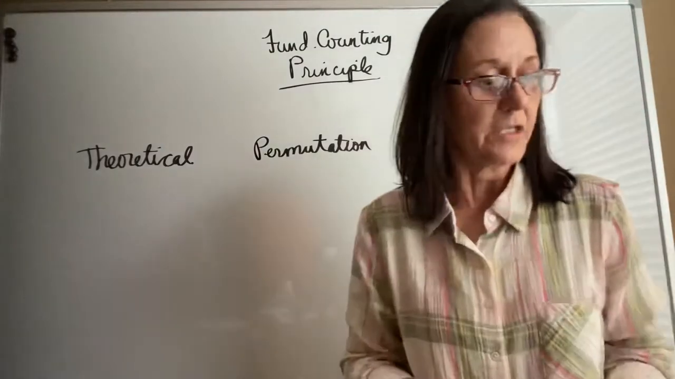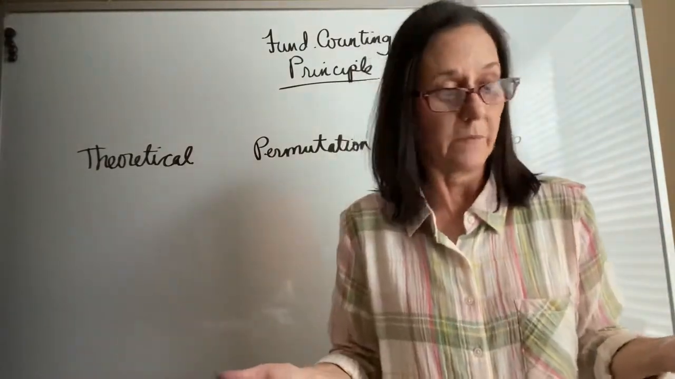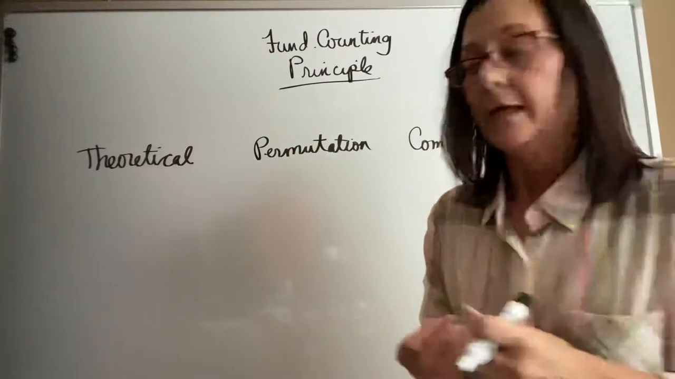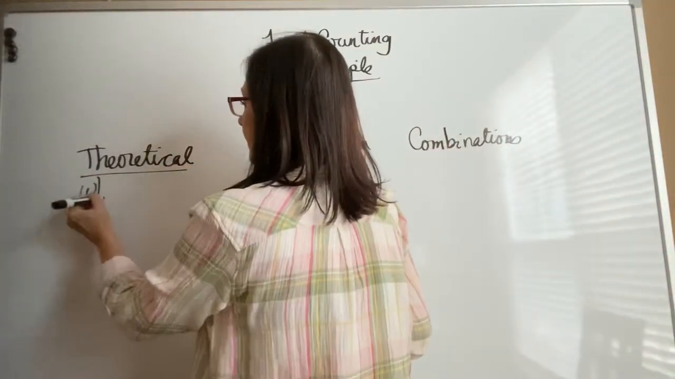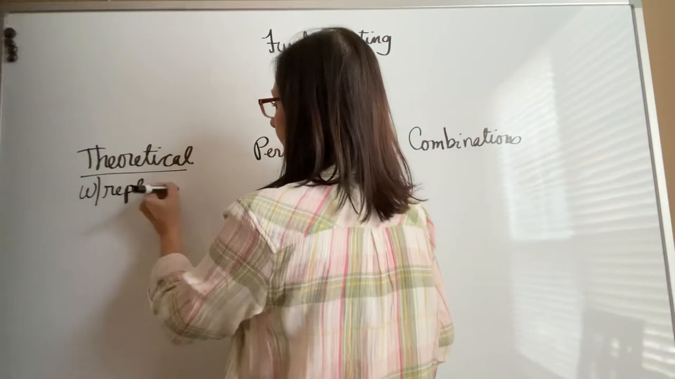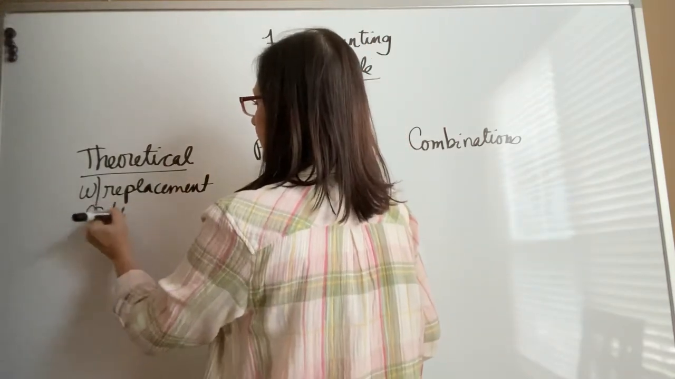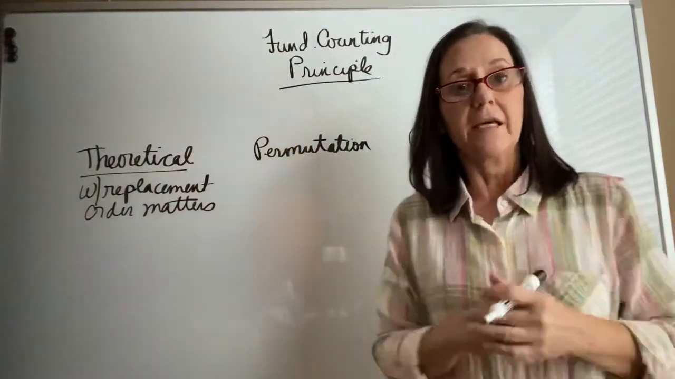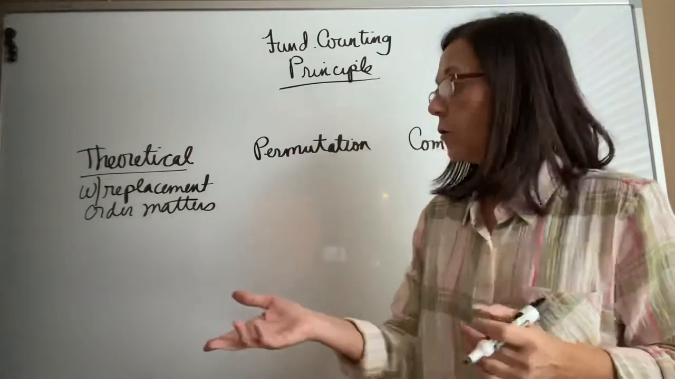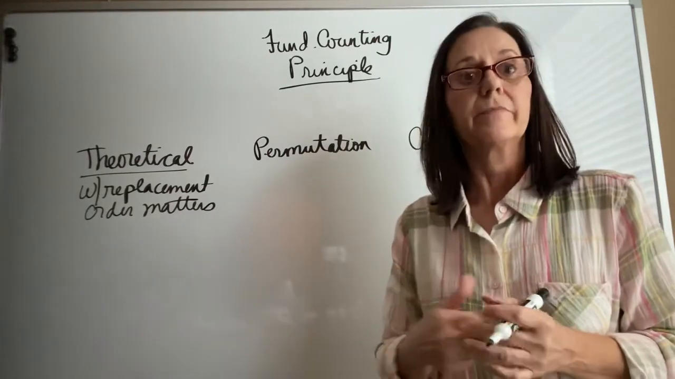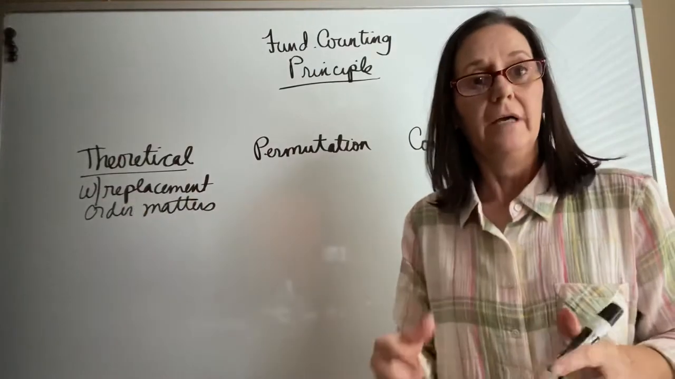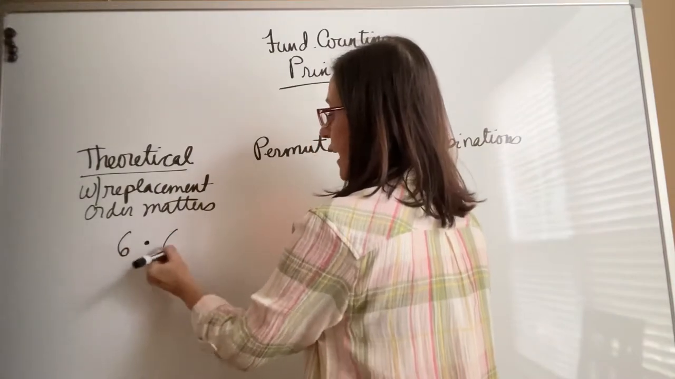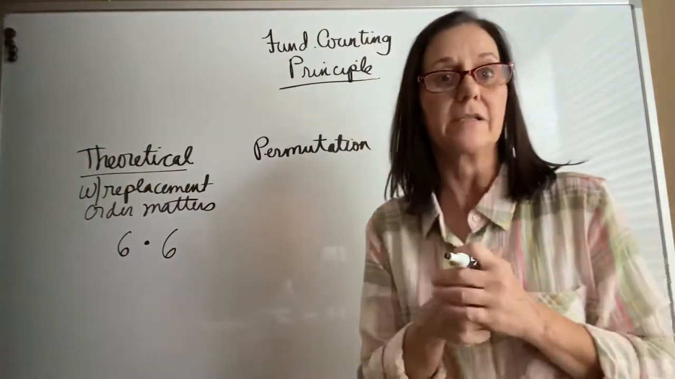All right. So the theoretical counting principle says, and this is only for the denominator, the total possible outcomes, is always with replacement and order matters. Okay, so let's think I roll two dice, okay? That's theoretical. On the first dice, I have six numbers. On the second dice, I have six numbers. I'm just multiplying those six, okay?